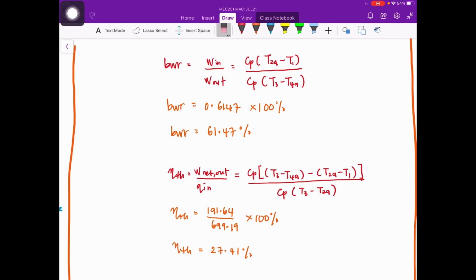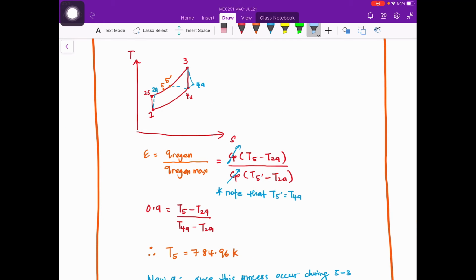Alright, next we are going to substitute all the necessary values, and then again please do not forget to multiply by 100% so that we can get the end value in terms of percentage. Thus, for this particular question, we are going to get the value for the thermal efficiency equal to 27.41%.